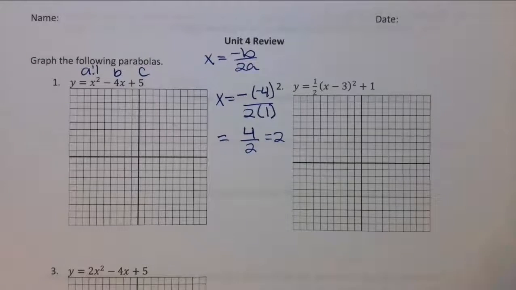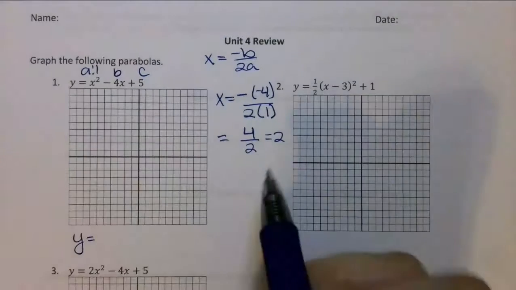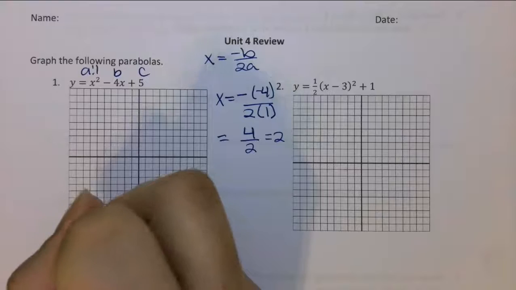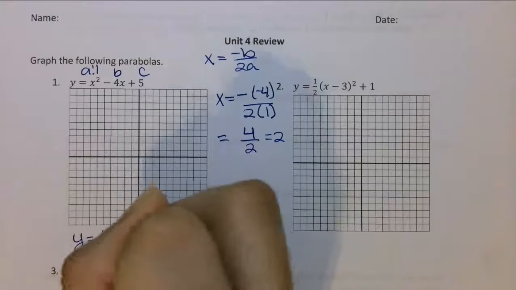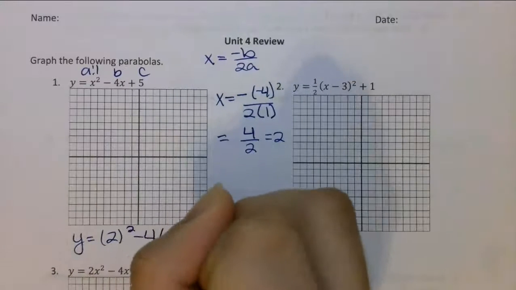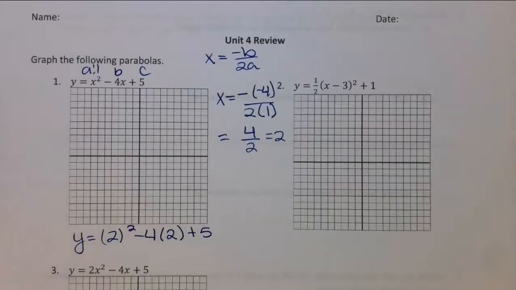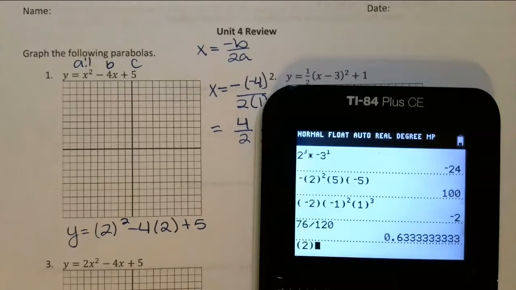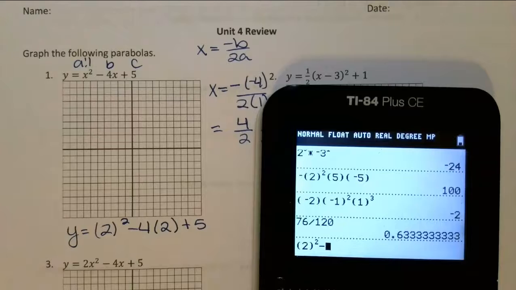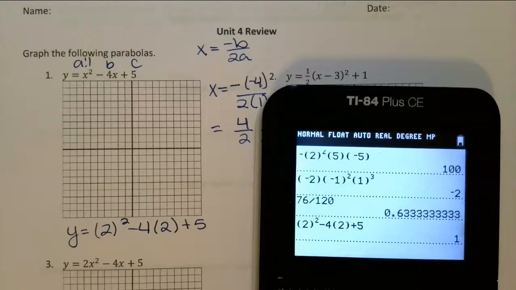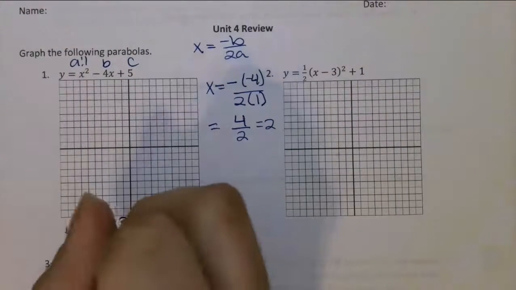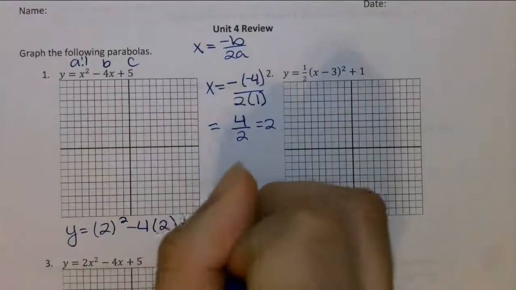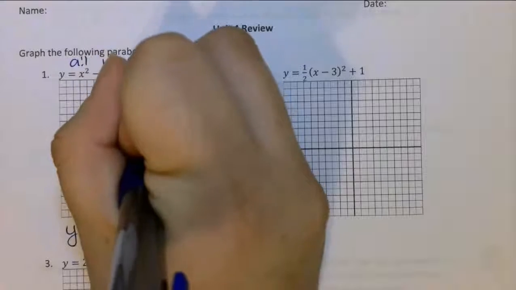Now I want to go ahead and find the y value. So I am going to plug the x value into the equation to get the y value. Okay, then I'm going to type it into my calculator. I have 2 squared minus 4 times 2 plus 5. Then I hit enter. It gives me 1. So my vertex is at 2, 1.